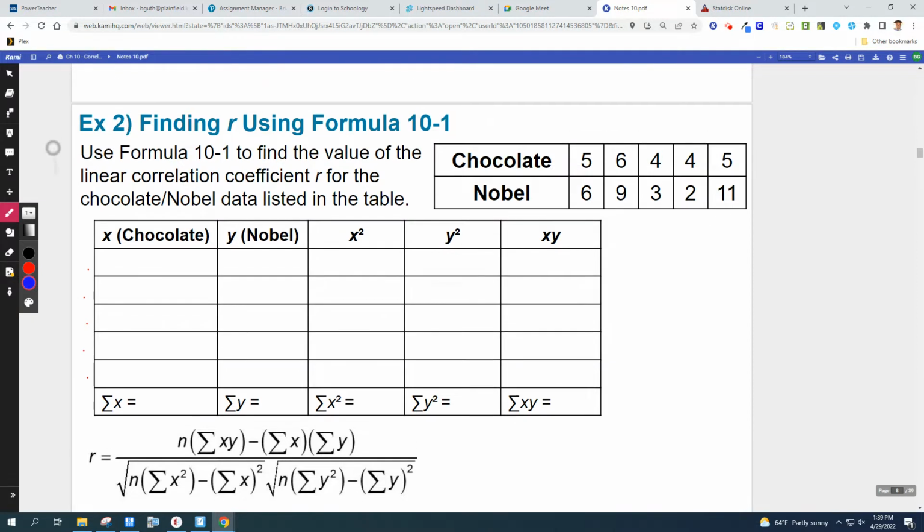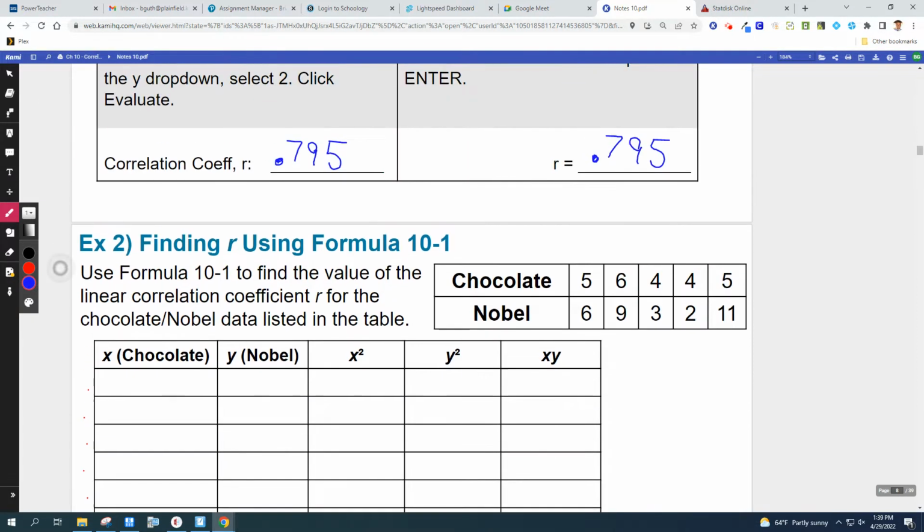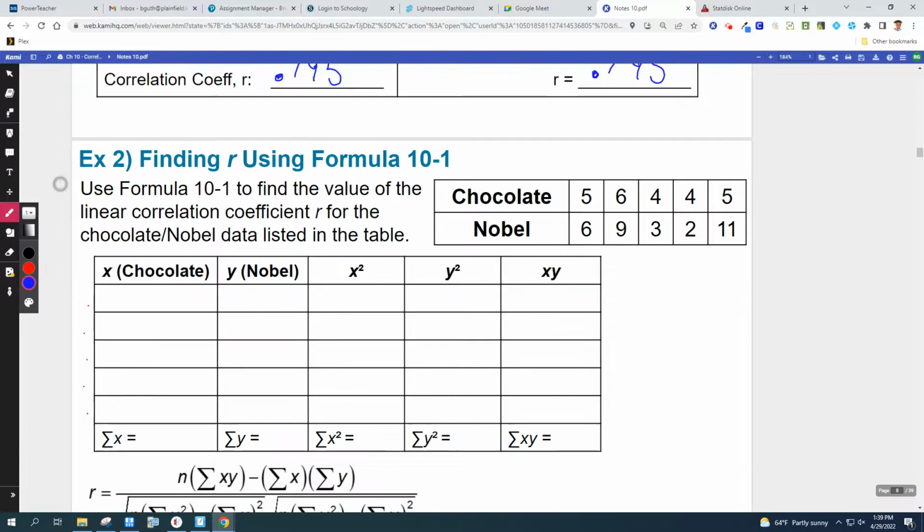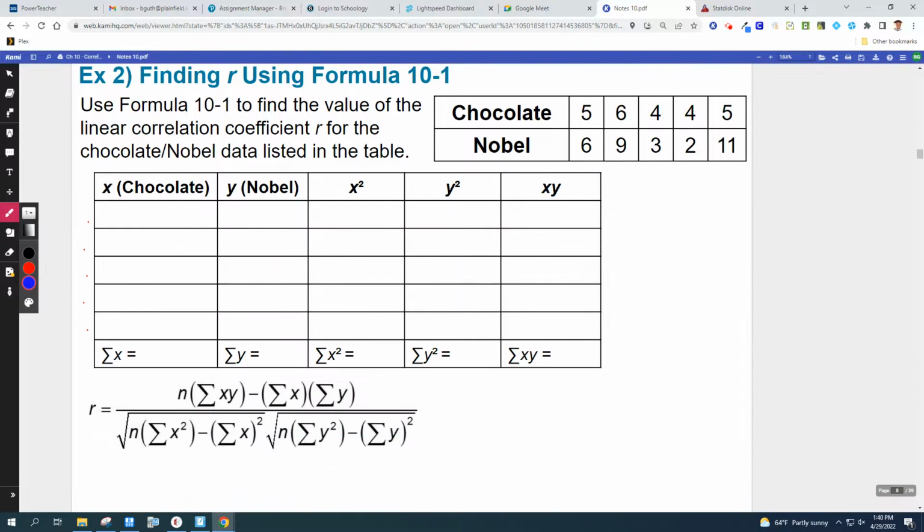Now, example 2 is showing you how to find the R value by hand. You're going to think that's kind of pointless because we just found the R value. It's going to be 0.795. I already know the answer. But here's how you would do it by hand.